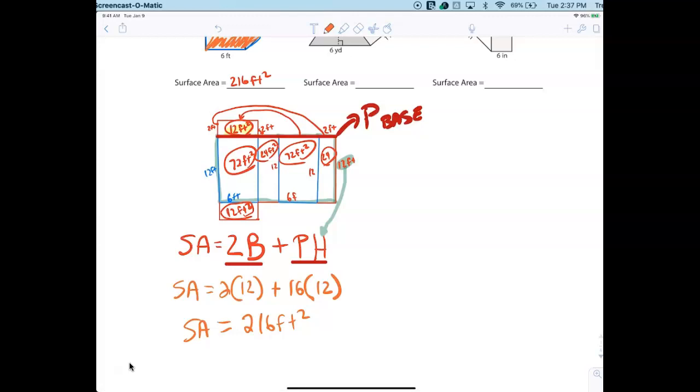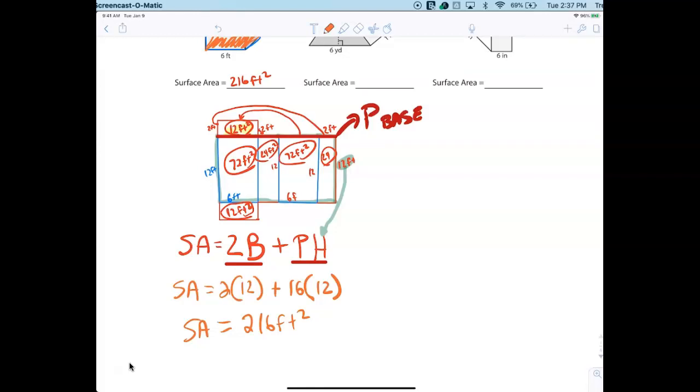So if you get confused, you can always just do the area of all of the surfaces and add them up. I don't prefer that, because now you should see what I'm doing. That formula will help make the process quicker. Personally, after I drew it out and realized what I was doing, I didn't have to write it out anymore. I could just understand exactly how we're finding the surface area.